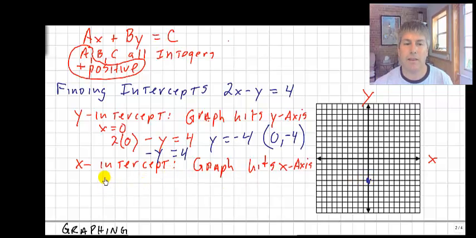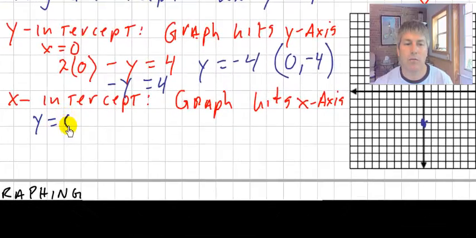Well, we can do the same thing to find the x-intercept, but when we hit the x-axis, we can hit the x-axis anywhere here. The question is, where are we going to hit it? Well, what's the value of y when we hit the x-axis? The value of y when we hit the x-axis will be 0. So now we set y equal to 0 and solve for x.